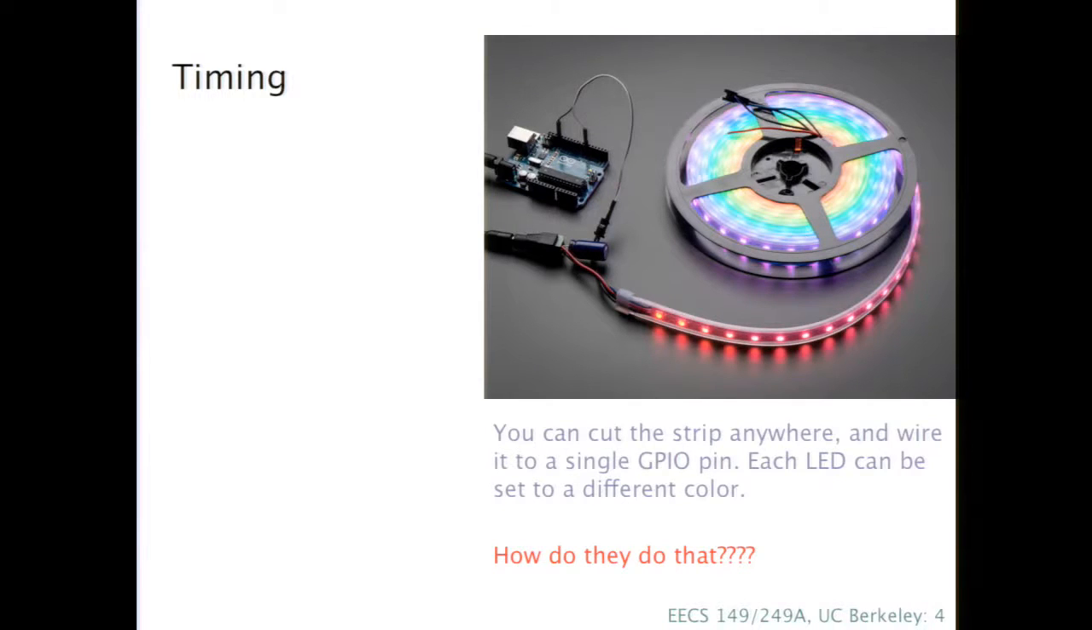How do you suppose I tell the third LED to be red and the fourth LED to be blue? Any ideas?